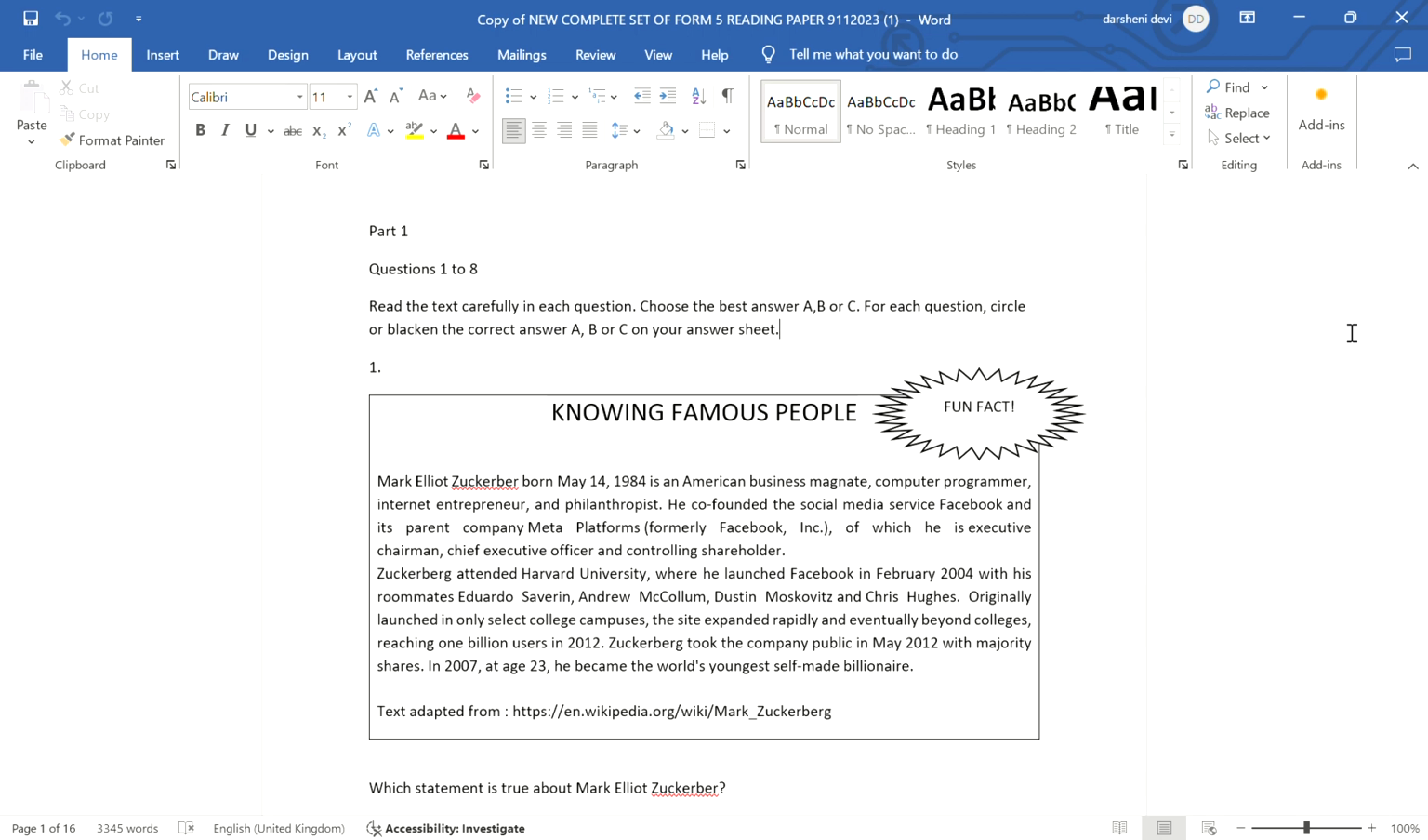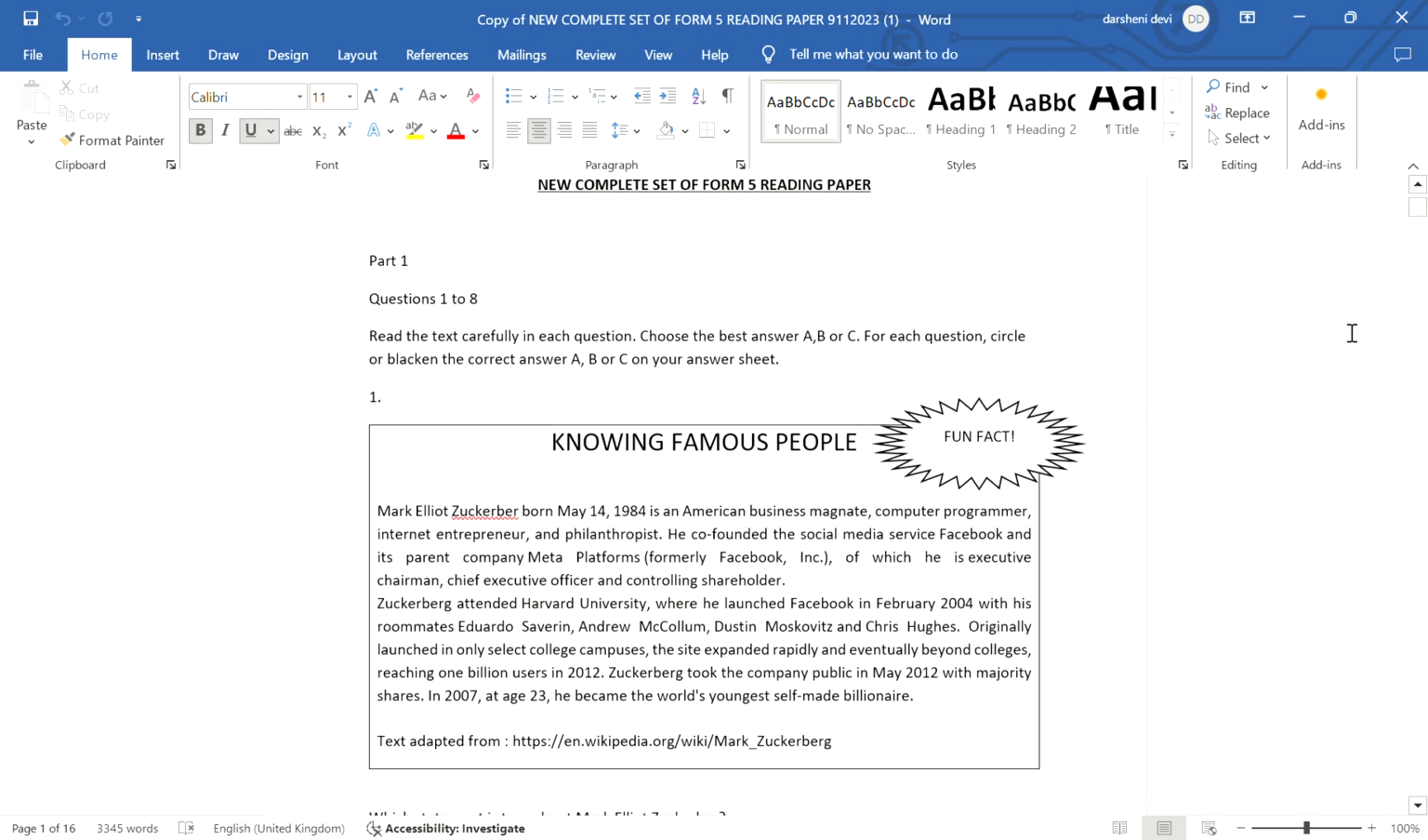So this is a sample reading question paper that teacher did, okay. So we will directly go to the lesson. This is a sample reading paper. So let's look at part 1. Okay, so in part 1, we have questions 1 to 8.